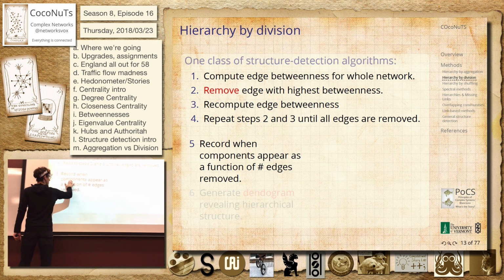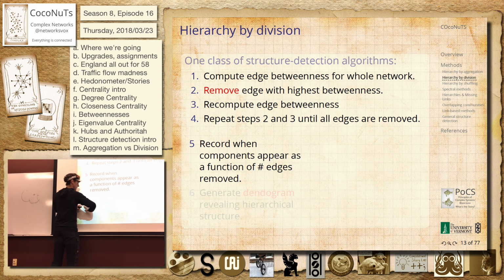And then what you do is you record when components start to appear as a function of the number of edges removed, right? So at some point, that example that I just showed you is going to break.